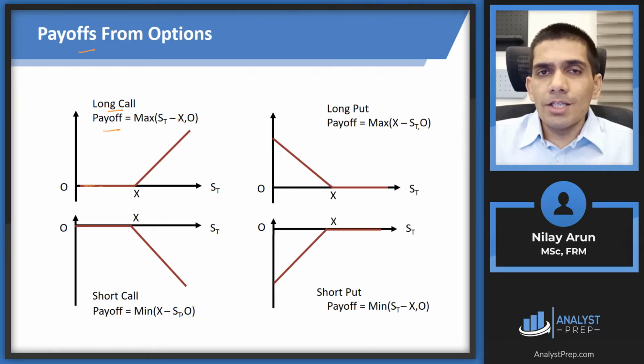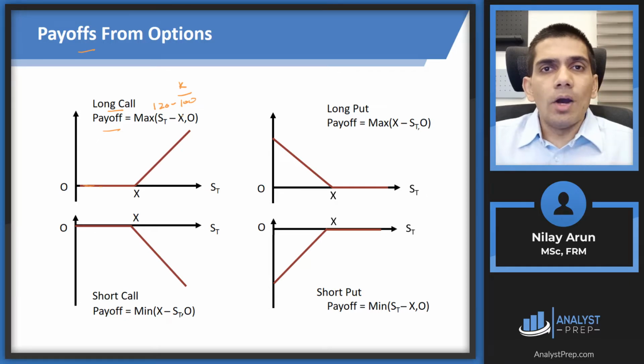Now, some texts would use the term X, which is for exercise price. In some books, you will see K being used as the notation, which is strike price. Strike price and exercise price is the same thing. So whether you use ST minus X or you use ST minus K, that's completely a matter of your choice. So if we have max of ST minus X, this essentially means that in our example, this becomes 120 minus 100. Now, why are we doing max of this and 0?